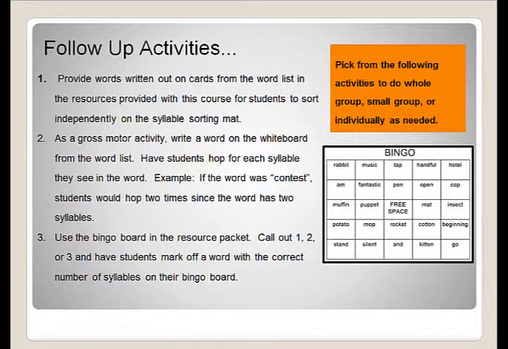Pick from the following activities to do whole group, small group, or individually as needed. Provide words written out on cards from the word list in the resources provided with this course for students to sort independently on the syllable sorting mat. As a gross motor activity, write a word on the whiteboard from the word list. Have students hop for each syllable they see in the word. Example, if the word was contest, students would hop 2 times since the word has 2 syllables.